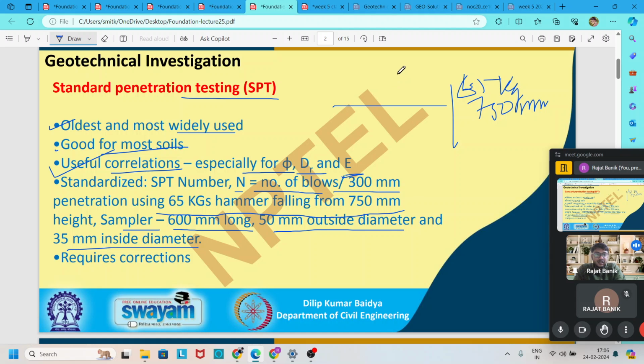One thing we have to mention is that the first 150 mm data we have to neglect, because it is the topsoil data, and the topsoil is mostly variable, changing very rapidly. So we neglect the top 150 mm of surface data, or number of blows.